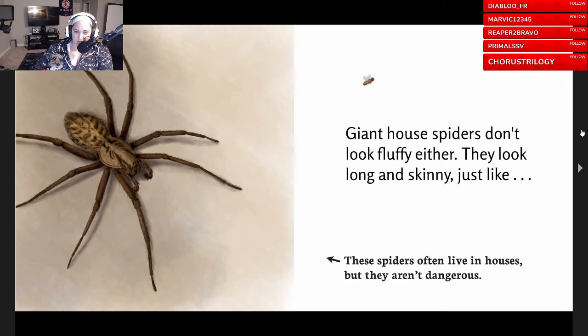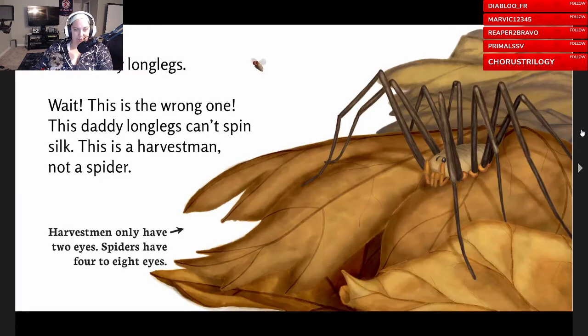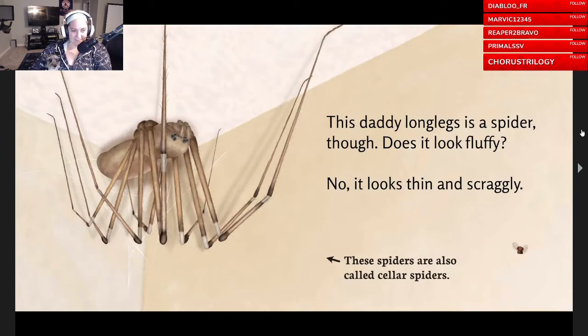Giant house spiders don't look fluffy either. They look long and skinny, just like a daddy longlegs. Wait, this is the wrong one. This daddy longlegs can't spin silk. This is a harvestman, not a spider. Harvestmen only have 2 eyes. Spiders have 4 to 8 eyes. This daddy longlegs is a spider, though. Does it look fluffy? No. It looks thin and scraggly. These spiders are also called cellar spiders. Goofy.